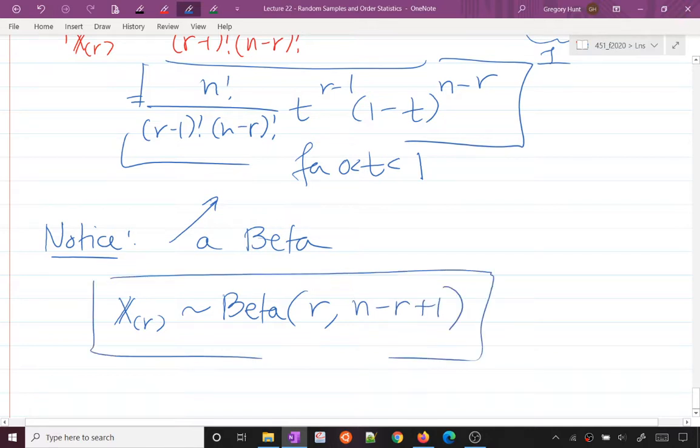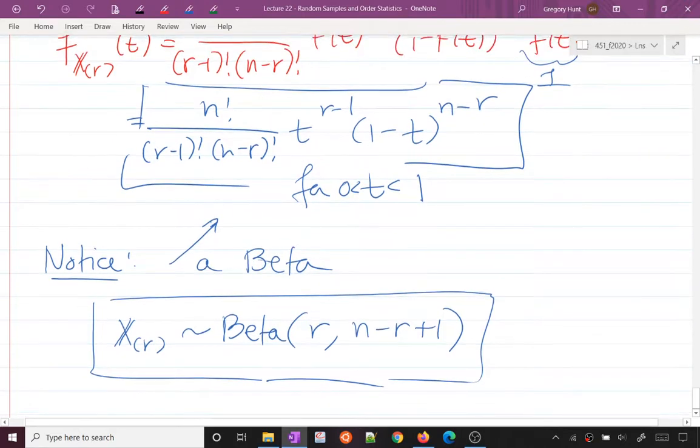So this is true for the uniform. It won't be true for other distributions, but for uniform random variables, our order statistic has a beta distribution. So the minimum has a beta, the maximum has a beta, and all the order statistics in between have beta distributions.